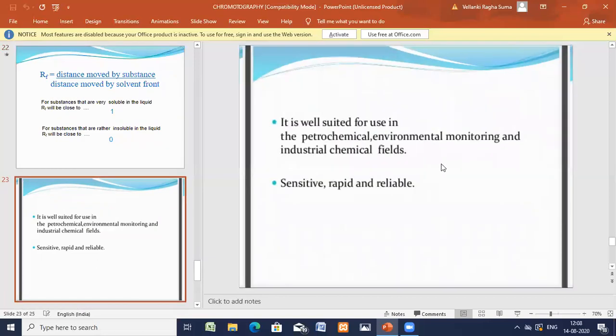Okay, so generally gas liquid chromatography is suited for the petrochemical, environmental monitoring and industrial chemical fields. It is sensitive, rapid, and reliable.